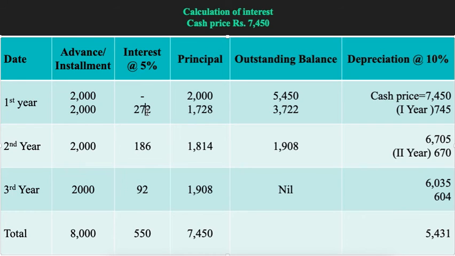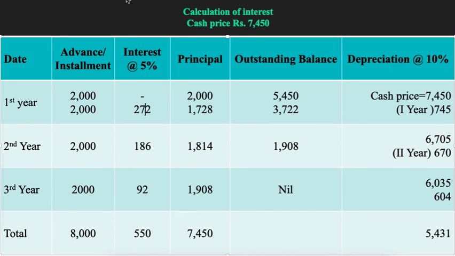Now in the first year also, the interest of 272 is paid by the purchaser, and 745 is the depreciation amount. So both are expenses, and we are going to make two separate entries for these two, one for interest and the other for depreciation. For depreciation, it will be depreciation account debit to engine account, with the amount 745, and for the interest 272, it would be interest account debit to interest suspense account.